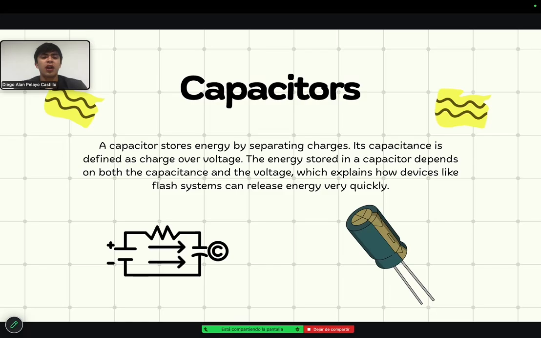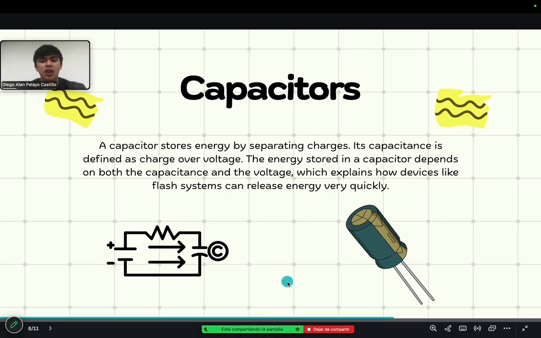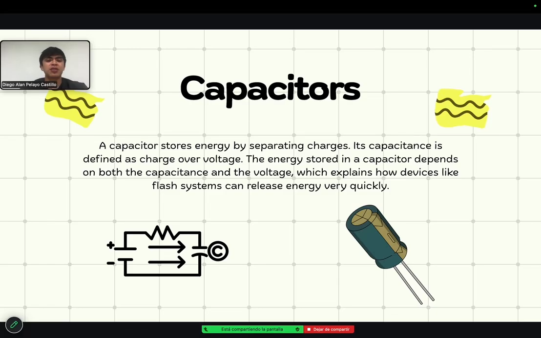So for the next topic, there are capacitors. A capacitor stores energy by separating charges. Its capacitance is defined as charge over voltage. I didn't add an equation for this, but the energy stored in a capacitor depends on both the capacitance and the voltage, which explains how devices like flash systems can release energy very quickly, as we're going to see later on for the challenge.